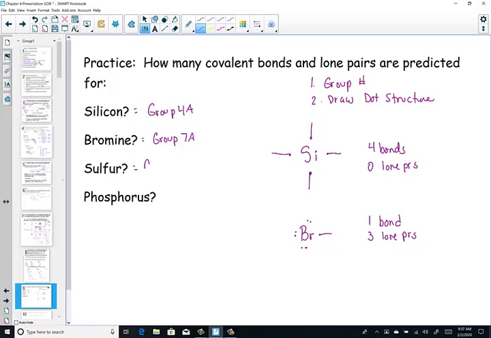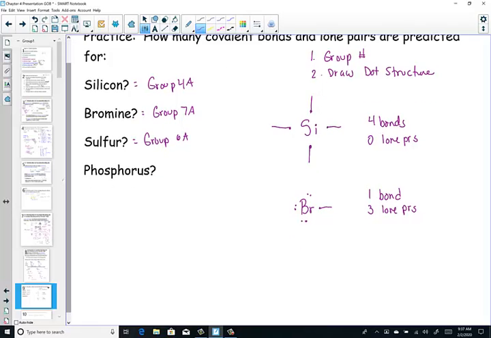Let's try sulfur. Sulfur, elemental symbol S, and it lives in group 6A. It's right under the oxygen. So if I were to draw sulfur, it will have similar properties to that of oxygen. 6 dots. I can see 2 open spots for bonding, so I would predict 2 bonds and 2 lone pairs to give it the octet.